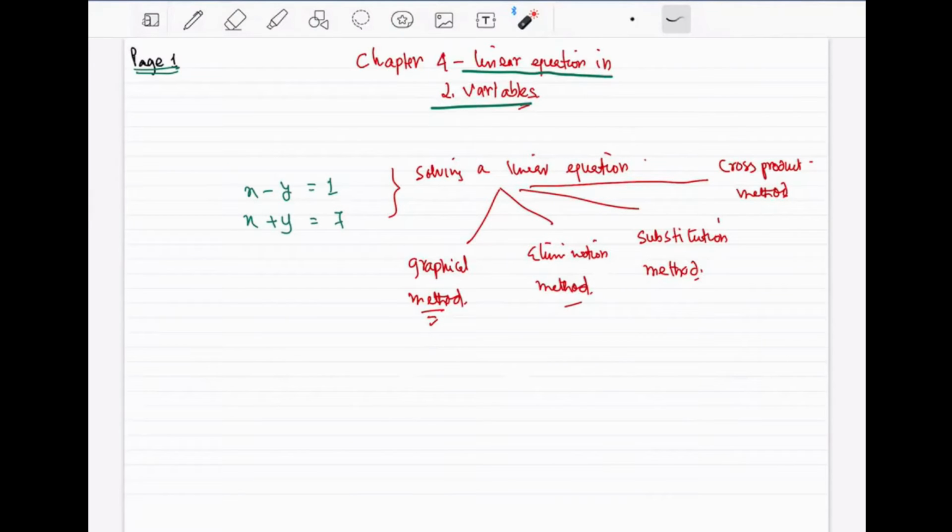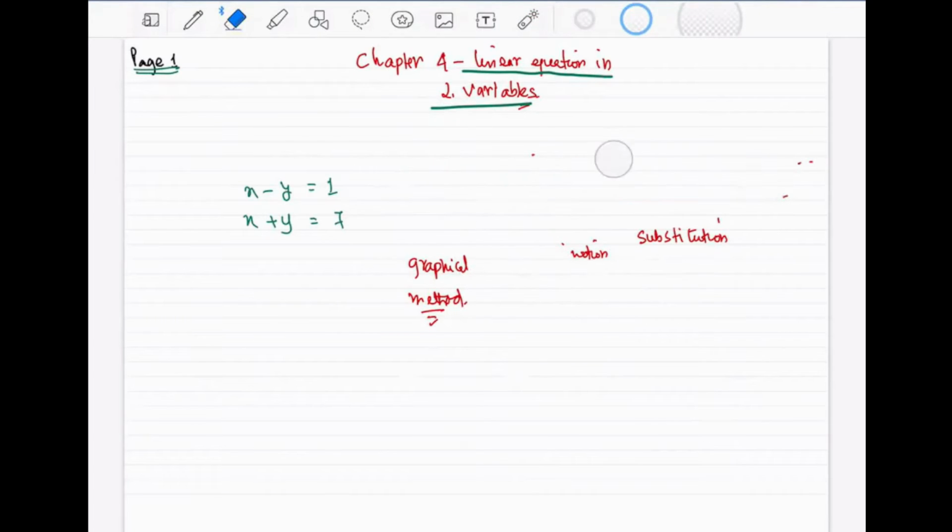So what is the value of x and y that satisfy both these equations? That value, at that point, the two graphs will cut each other. So that point, we will take it as a solution. So in order to do that, let's do the graphical method by taking these two equations as an example.